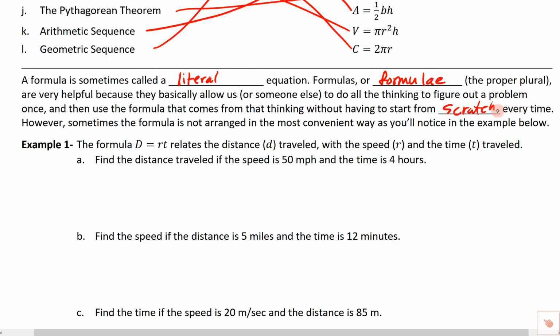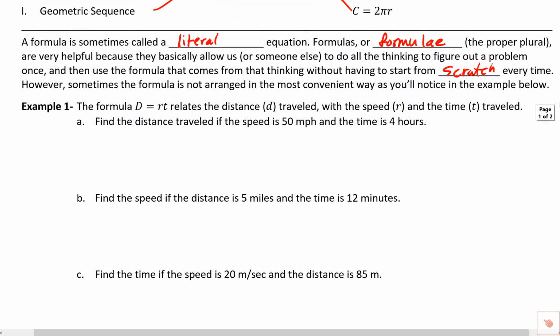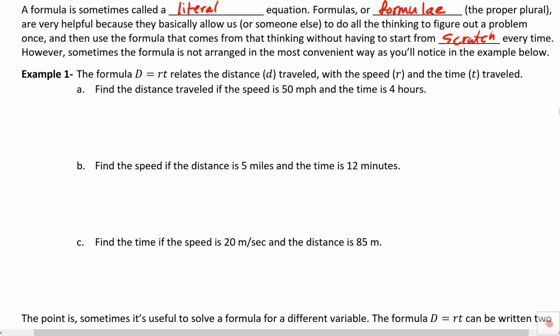Now, sometimes a formula is not arranged in the most convenient way, as you're going to notice in this example that comes up next. So I'm hoping that you know this one. I purposefully did not put it in the matching game up top, because this is one that comes up all the time. This is d equals rt. D is distance, okay? The speed is r, which stands for the rate of speed, and then t is time traveled. Now, you can use an uppercase d or a lowercase d, it doesn't really matter, okay?